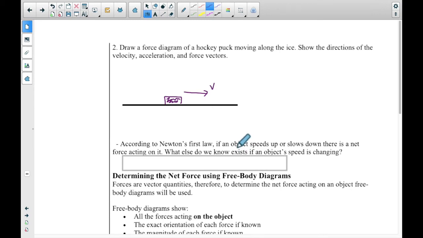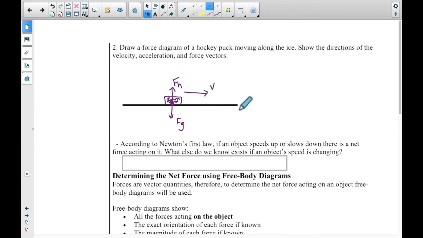Now, are there any forces acting upon it? Well, it's kind of a tricky question because you have to think about both the x direction and the y direction. There is a force of gravity, right? And if there's a force of gravity, is it falling through the ice? No, it's not falling through the ice. So there must be an equal and opposite force the other way. That's called the normal force.